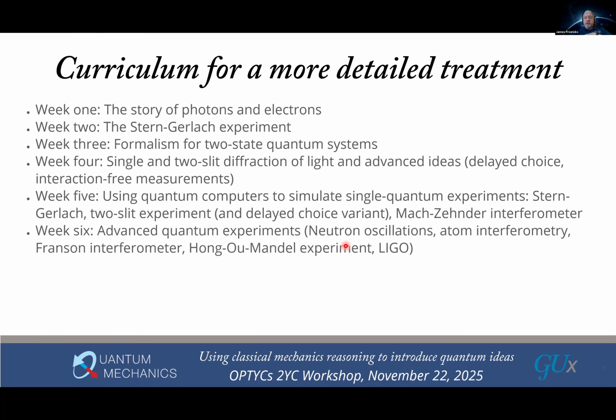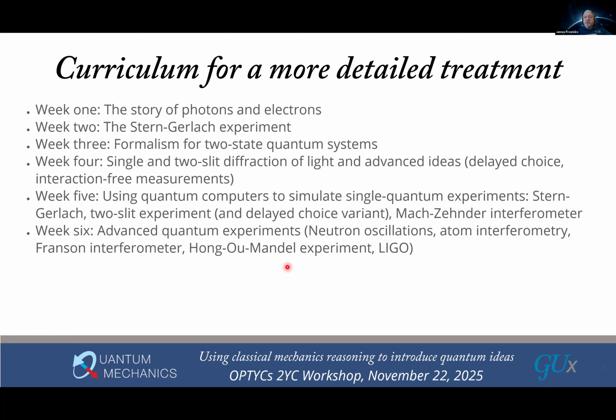Then in the 6th week, we still use the same sort of formalism, but we do more advanced experiments, things like neutron oscillations, atom interferometry, something that most people have probably never heard of called the Franzen interferometer. What's really cool about this is it shows how you can entangle states in time as opposed to entangling them in terms of spatial properties. You can entangle them in time. It is one of the most mind-blowing experiments. Even though I think I understand it, I still think it's black magic every time I see it.